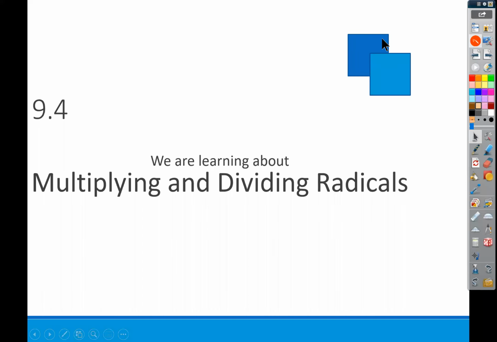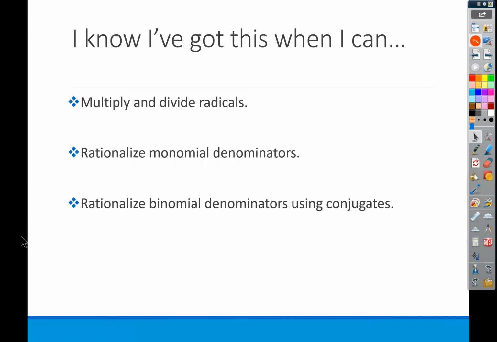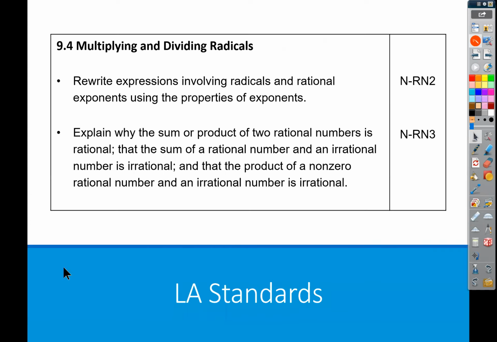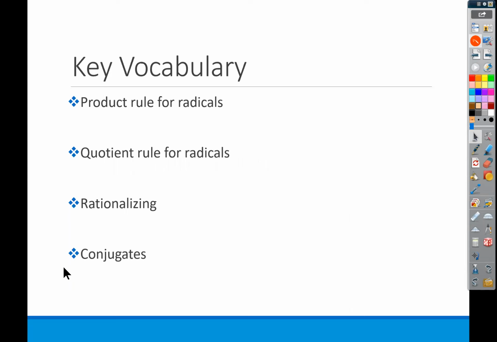We are learning about multiplying and dividing radicals. I know I've got this when I can multiply and divide radicals, rationalize monomial denominators, and rationalize binomial denominators using conjugates. Key vocabulary is the product rule for radicals, quotient rule for radicals, rationalizing, and conjugates.